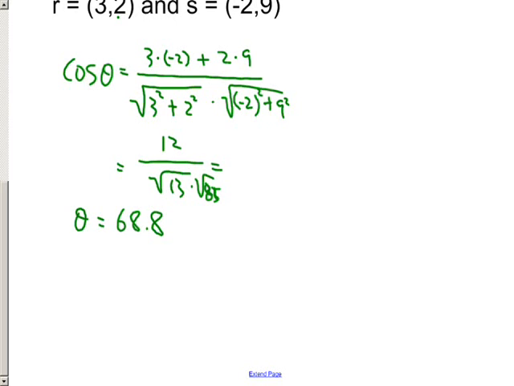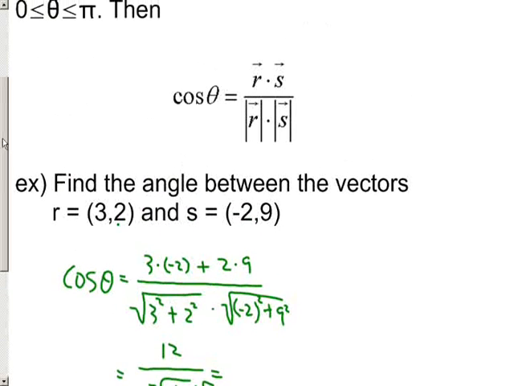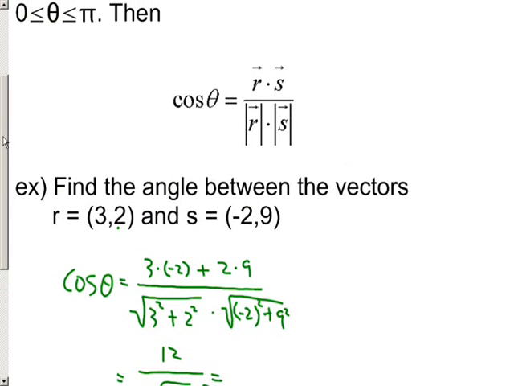Are we cool with this? I just want you to confirm the formula. Let me point it out again: this is a dot product and this is multiplication. Make sure you know the difference.